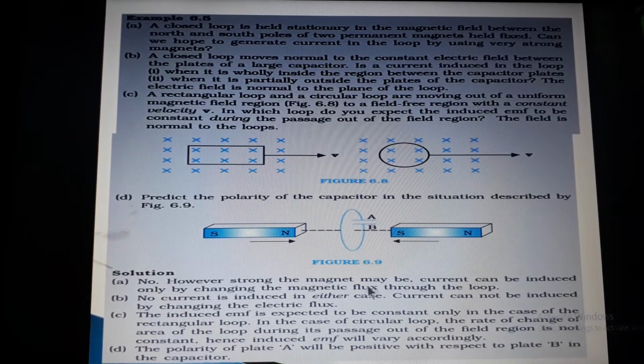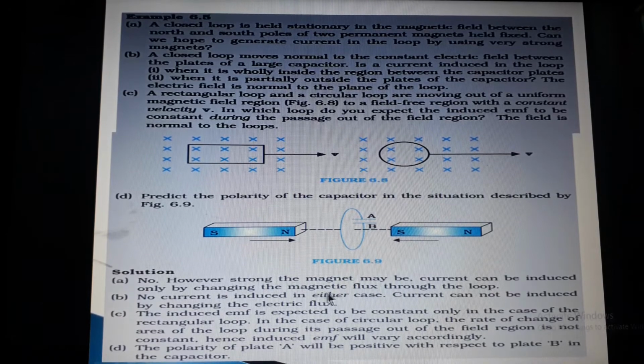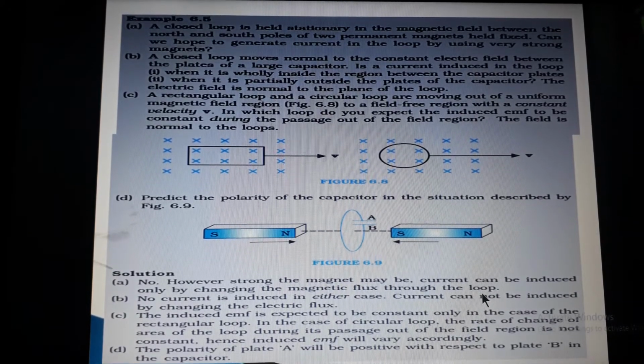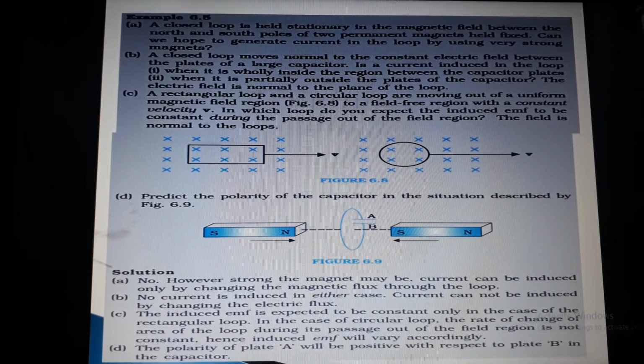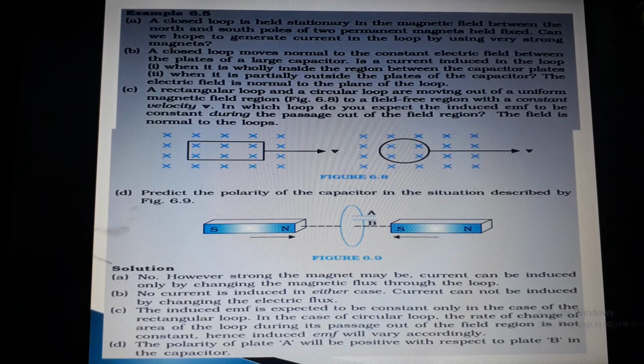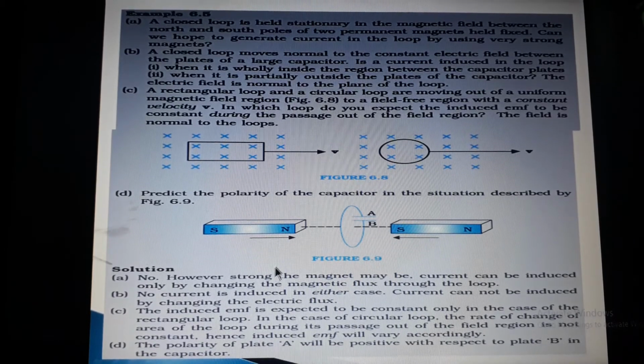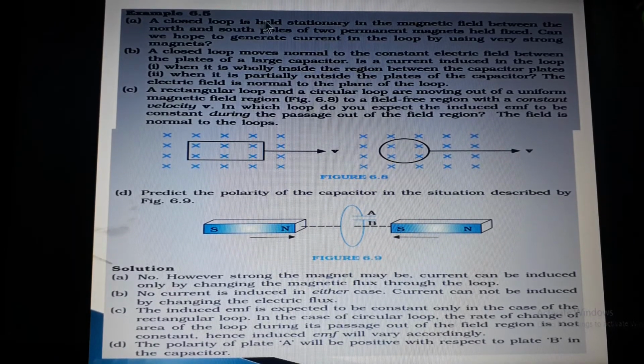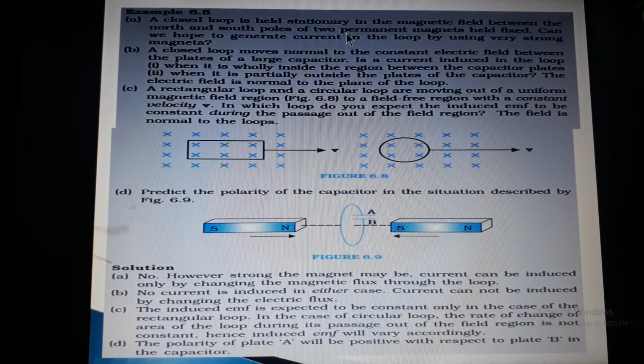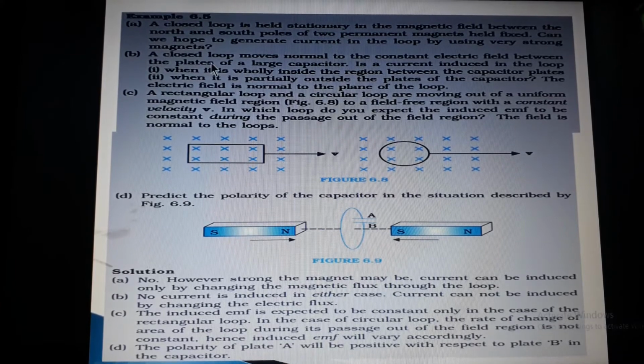However strong the magnet may be, current can be induced only by the changing magnetic flux through the loop. When the magnetic flux is changed, then and only then is EMF induced and current flows. Always remember this. But in option A the loop is stationary, so there is no chance to change the magnetic flux. Fine. Then the next part, B.